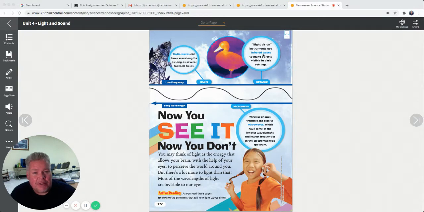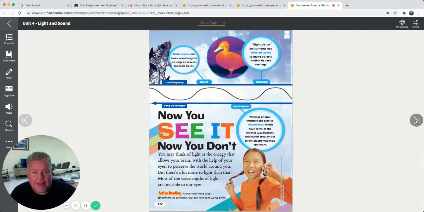Night vision instruments use infrared waves to make objects visible in dark settings. Have you ever looked through night vision goggles? They're pretty cool. Wireless phones transmit and receive microwaves, which have some of the longest wavelengths and lowest frequencies in the electromagnetic spectrum. Let's learn some more about light.